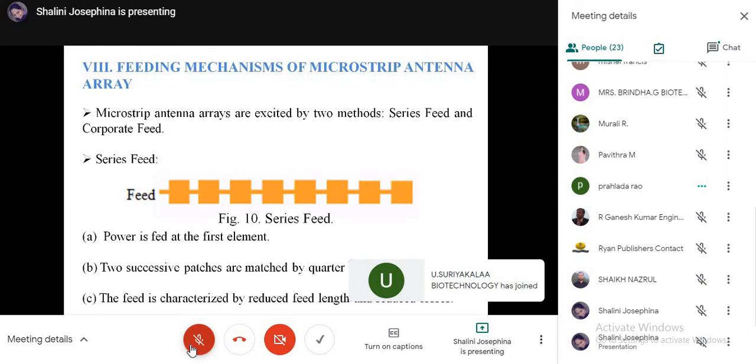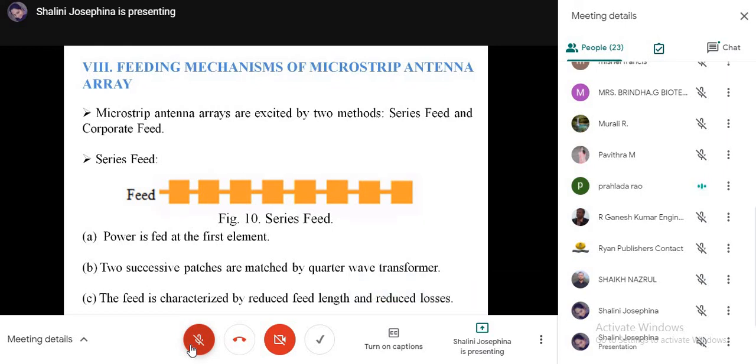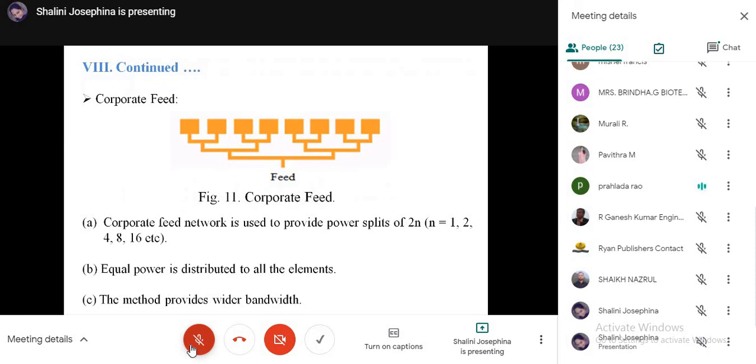This feeding mechanism produces reduced feed length and reduced losses, but the disadvantage of this method is that it produces narrow bandwidth. Okay, next slide, madam.